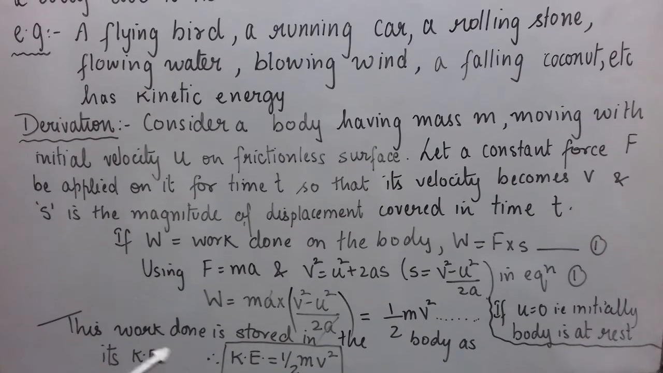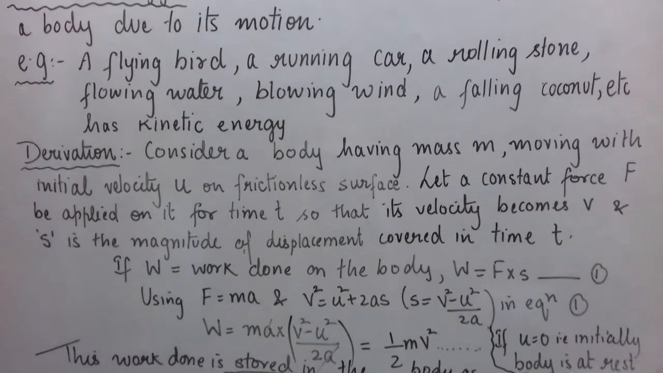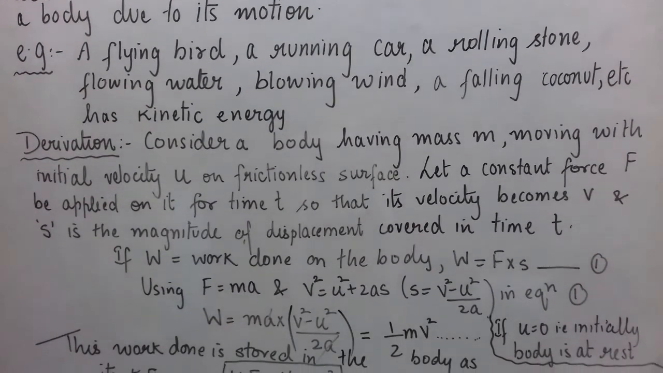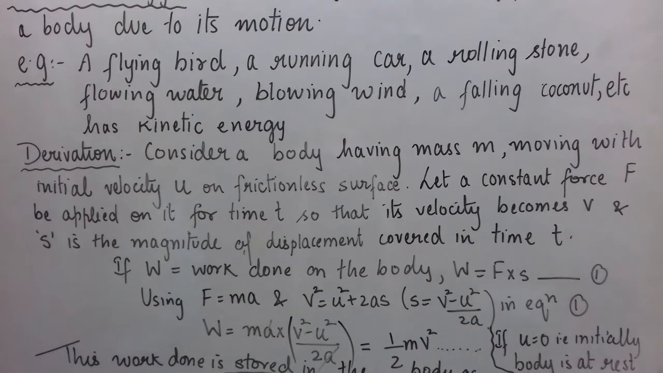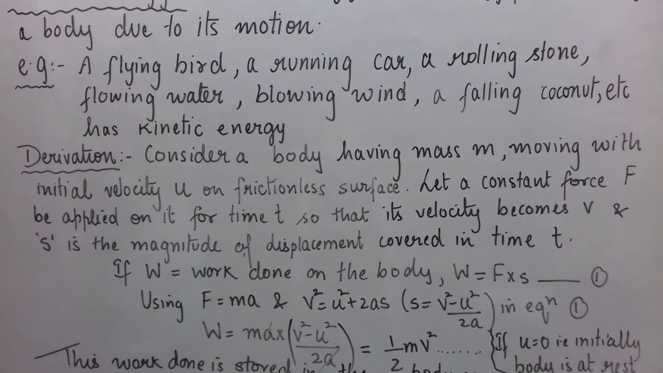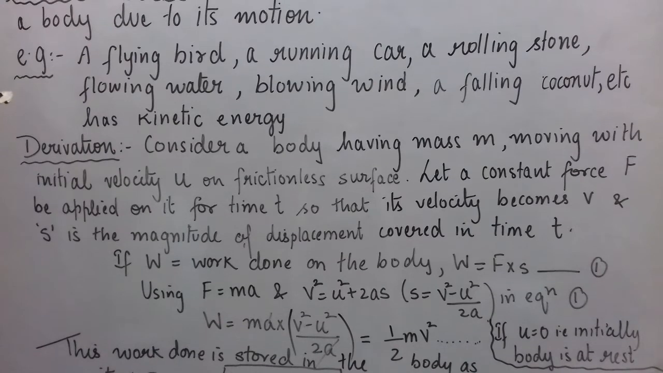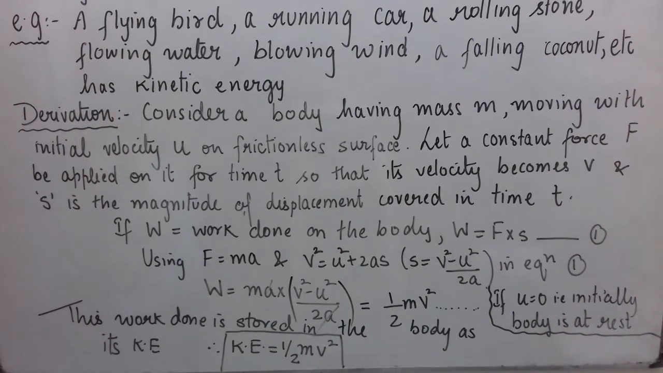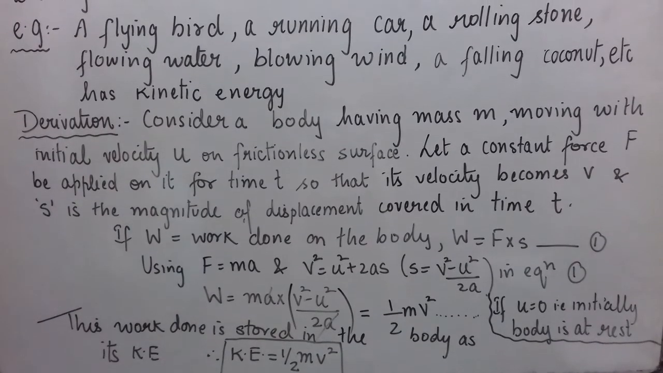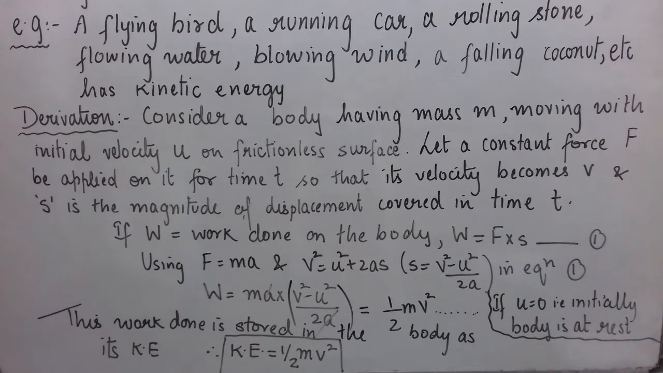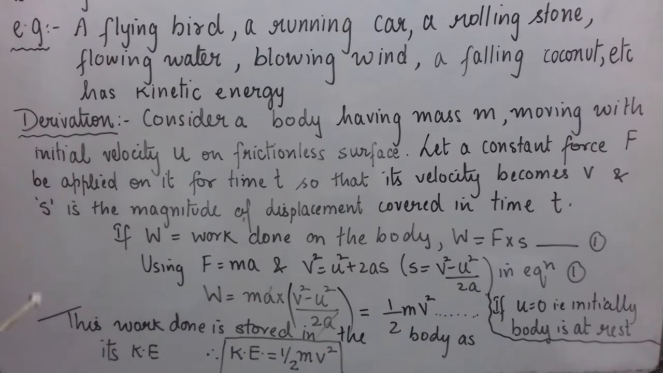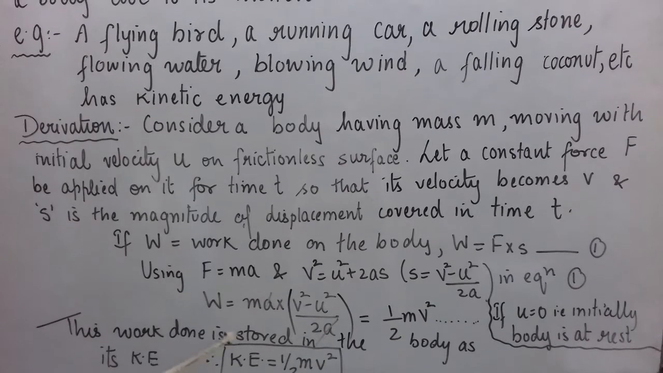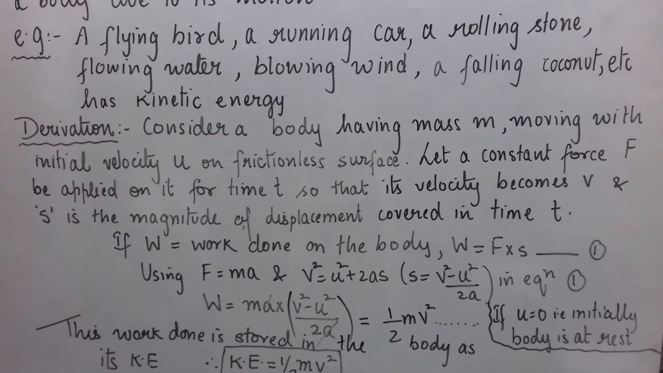So after watching today's video, you should be able to answer these questions. Define kinetic energy, state its SI and CGS units, give examples of bodies having kinetic energy, derive an expression for kinetic energy, state work energy theorem, prove it, and derive an expression for kinetic energy. State the factors on which kinetic energy depends and how it depends.